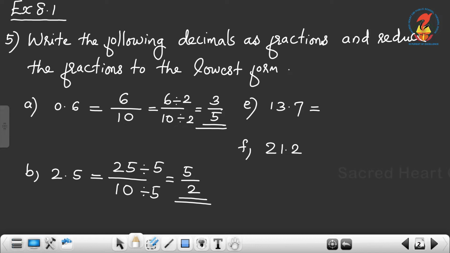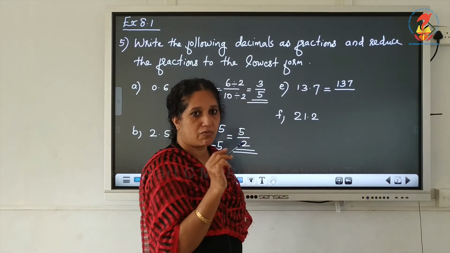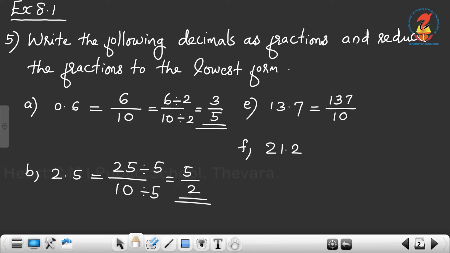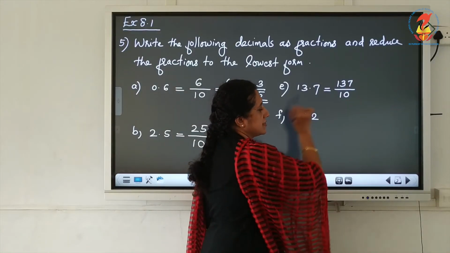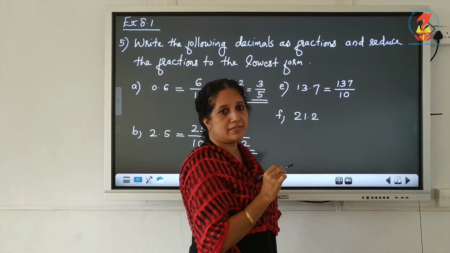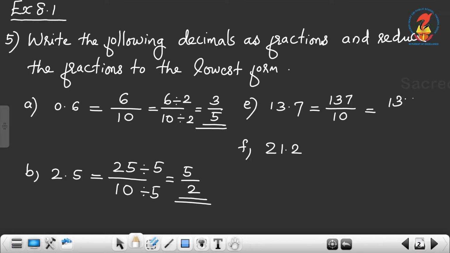Next, 13.7. We can write it as 137 by 10, since only one digit in the decimal part means the number of decimal places is 1. Now find the highest common factor for 137 and 10. You can see that 137 and 10 have no common factor except 1. Therefore the lowest form is 137 by 10 itself. So the answer is 137 by 10.